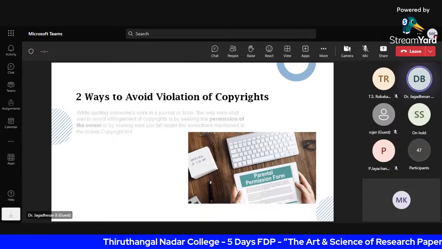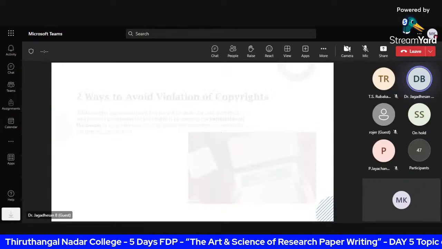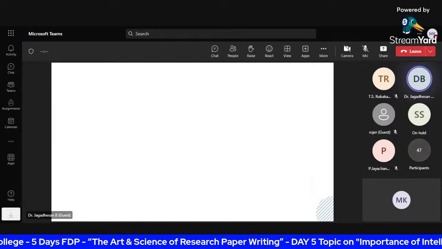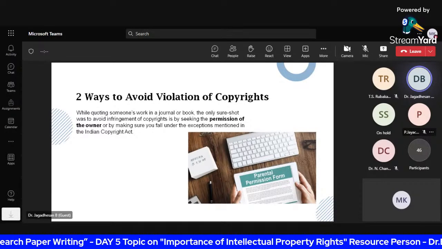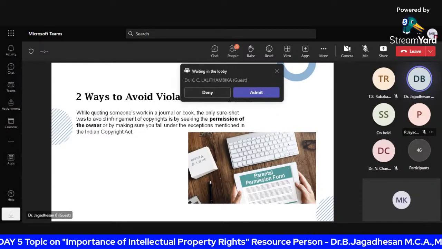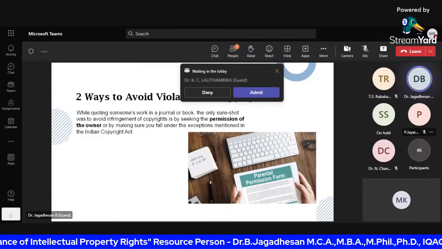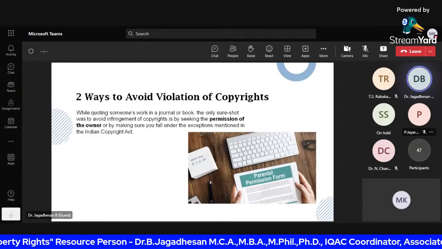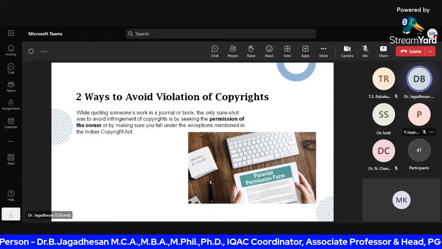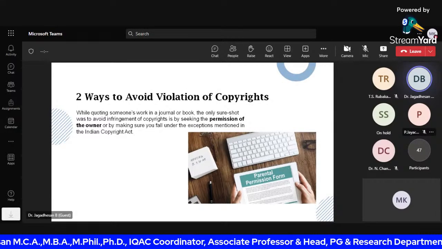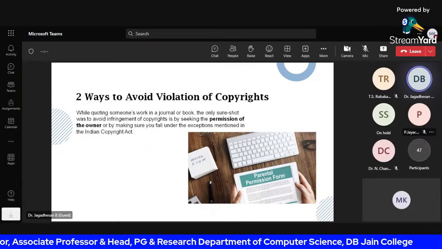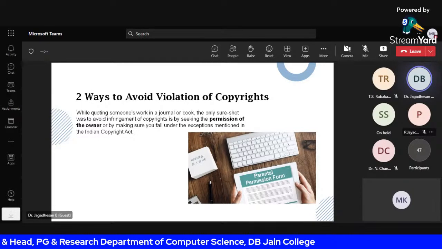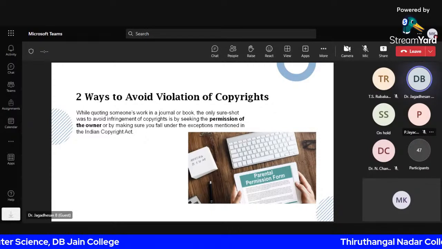Two ways to avoid violation of copyrights. While quoting someone's work in a journal or book, the only sure shot way to avoid infringement of copyright is seeking the permission of the owner or making sure you fall under the exception mentioned in the Indian Copyright Act. How to avoid the violation of copyright? Only two ways. If you are seeking the permission of the owner, no issue. Or you have to check whether it is an exceptional case or not. If it is an exceptional case under the Indian Copyright Act, that is not an issue. You can utilize the opportunity. Okay.